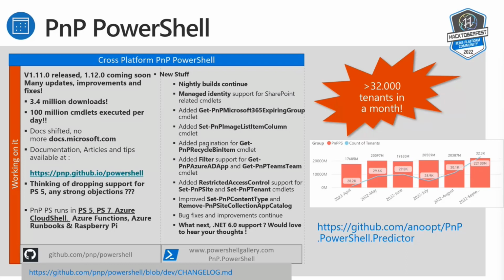What next? We are trying to support .NET 6 hopefully by the end of this year, so that whenever .NET Core 3.1 is deprecated, we'll be in a good position to handle the next coming changes as well. So, that's pretty much from my end.